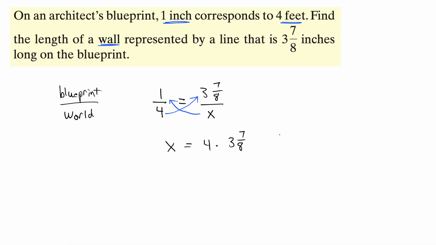Well, you don't want to work with mixed numbers unless you absolutely have to, and we don't have to. Let's convert this to an improper fraction. Okay, so 3 times 8 is 24, plus 7 is 31/8. Okay, and now we can cancel the 4 with the 8, leaving a 2, so this is 31/2.